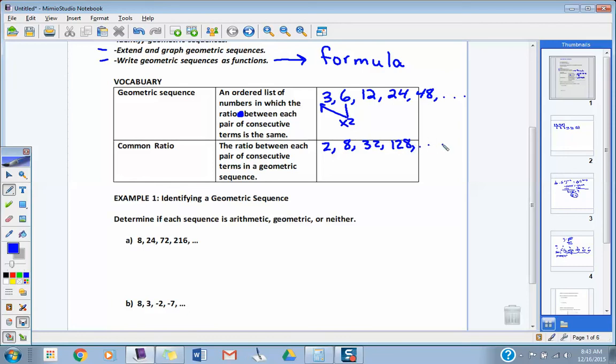Guys, there's a geometric sequence. What's the common ratio? 4. If I take the 8, I'd have to divide that by the preceding value of 2. 8 divided by 2 would be 4. Guys, is 4 a value bigger than 1 or less than 1? So would this imply exponential growth or exponential decay?